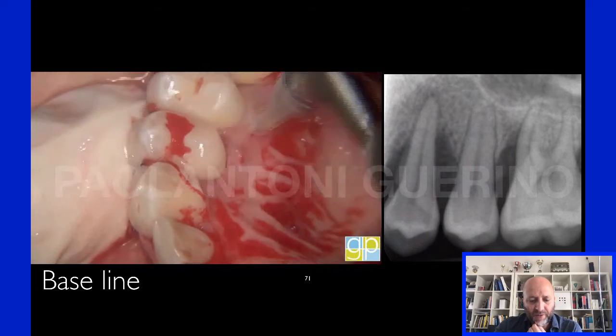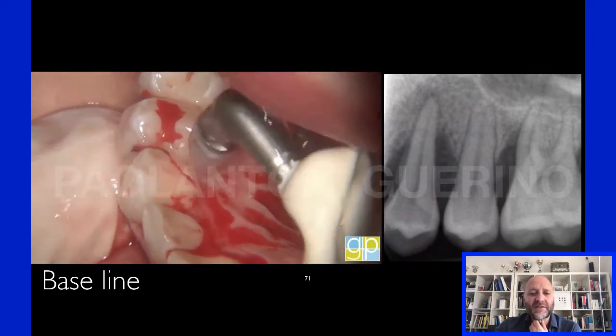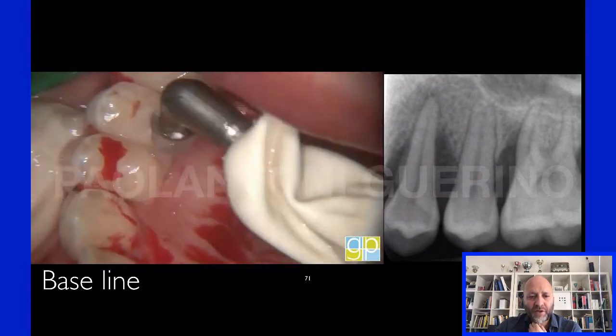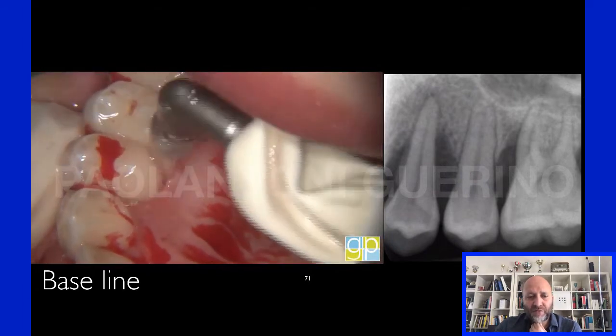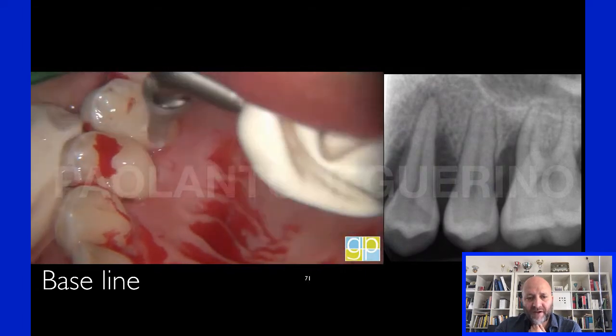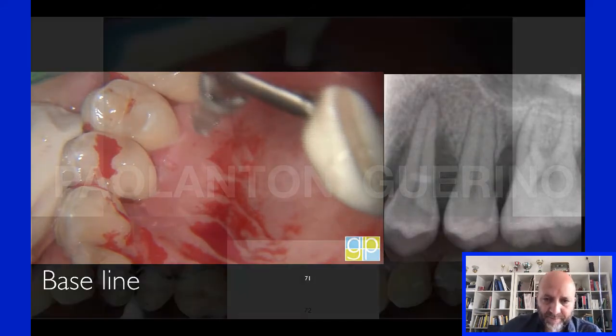Of course, you can use the prophylaxis with the air polish if you have it. This time it's better not to use it because we have a lot of aerosol. It's better to use only manual devices.